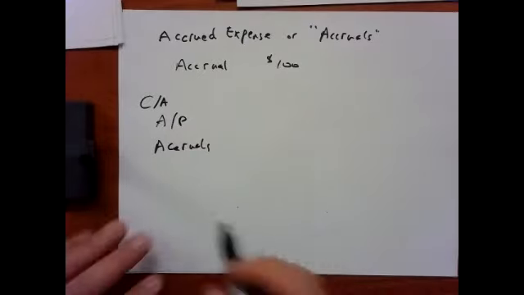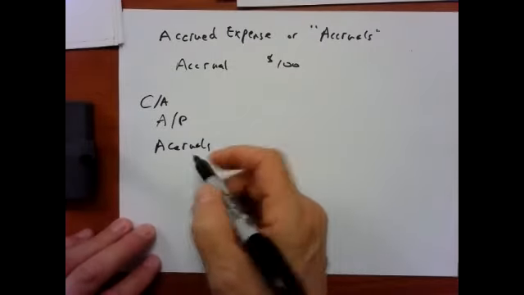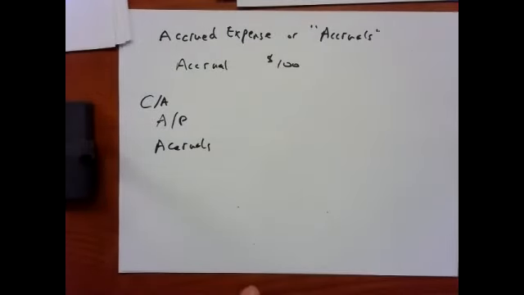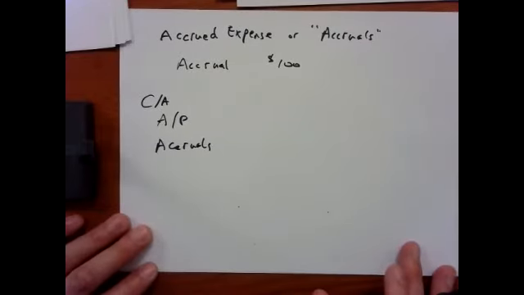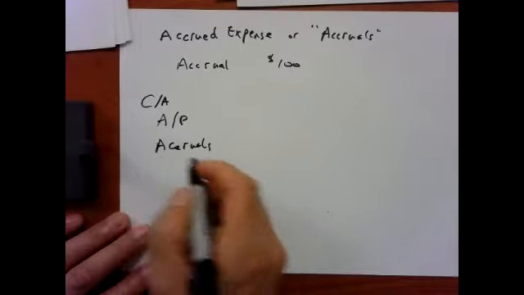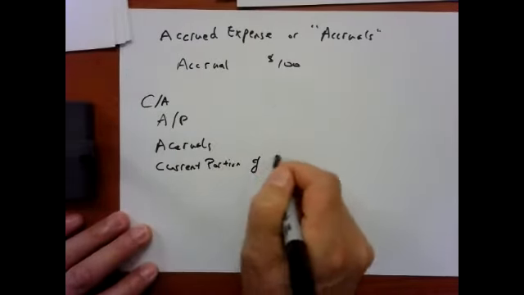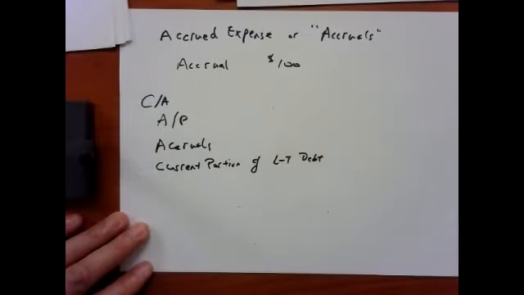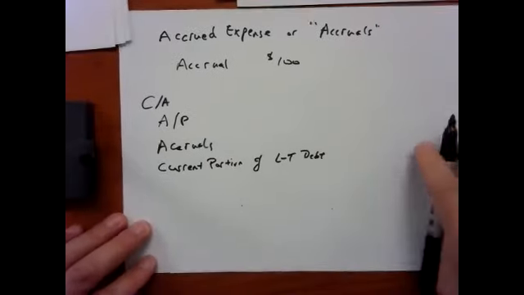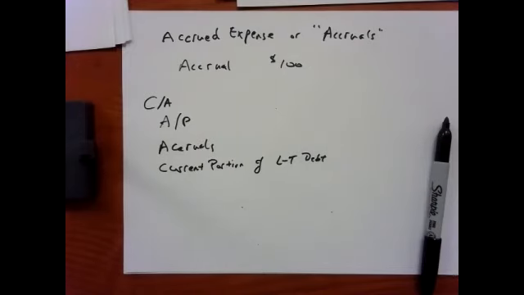Okay. So we have accounts payable, accruals. We can also have current portion of long-term debt. This is kind of technical, but let's try to think about this for a second. Let's imagine you have a mortgage, or a lot of you have car loans, so that's easier for you to wrap your head around.